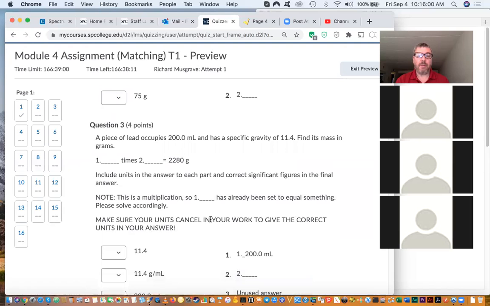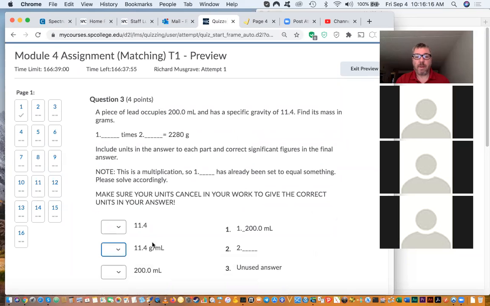Now, in situations like number 3, where you need a mass, you notice you have to multiply things together. Now, technically, it could be density times volume or volume times density. However, in the problem, I actually have got this already assigned as being the volume. So number 1 is the volume, the 200.0 mils, which means you have to figure out what goes in number 2.